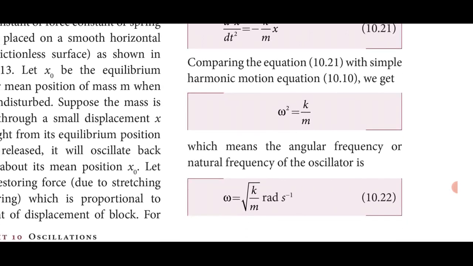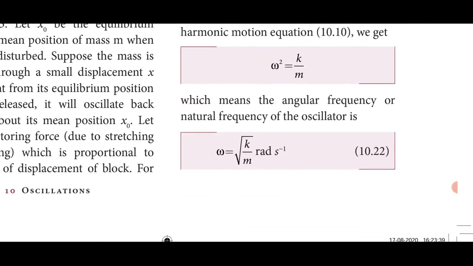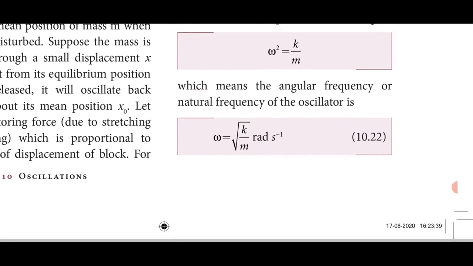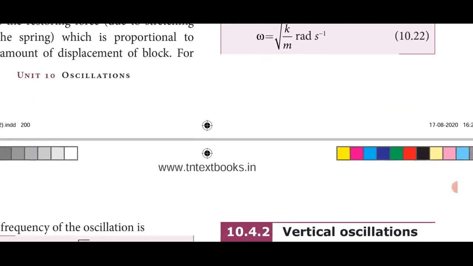We compare both the equations. For that we get omega square. You know what omega is? Omega square is equal to k by m, which means the angular frequency or the natural frequency of the oscillator is omega equal to root of k by m. The unit is radian per second.